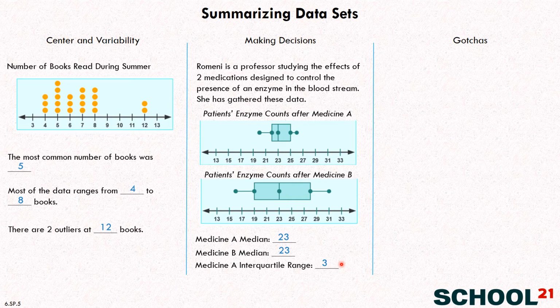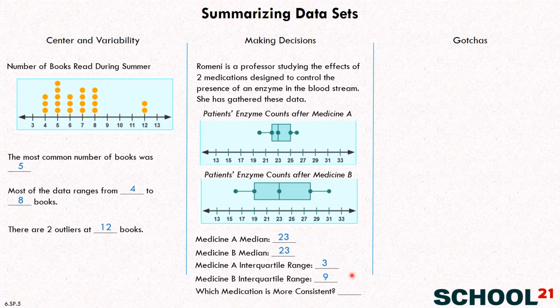Now, how about medicine B? Well, medicine B, you can see the lower quartile is 19, and the upper quartile is, let's see, 27, it's 28. So 28 minus 19, its interquartile range is 9. That's a much bigger variability for medicine B.